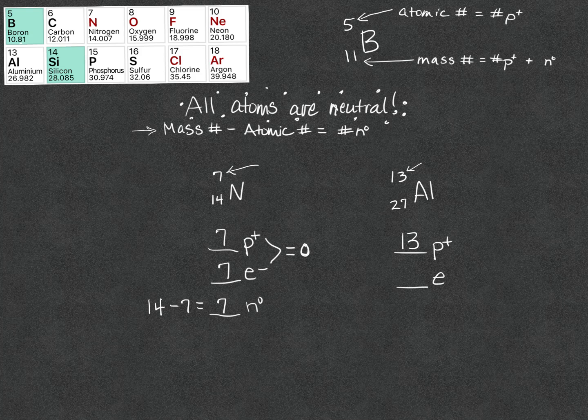The number of electrons will also be 13 because all atoms are neutral, so the number of positives must equal the number of negatives, or the number of protons must equal the number of electrons. And then finally, for the number of neutrons, we're going to take the mass number, which is 27, and subtract the atomic number of 13. This will give us 14. So we have 14 neutrons, 13 electrons, and 13 protons in an atom of aluminum.